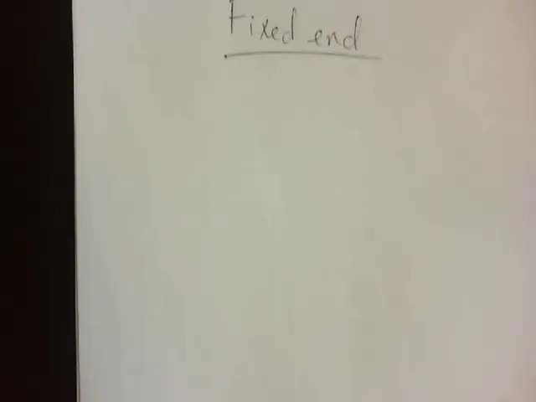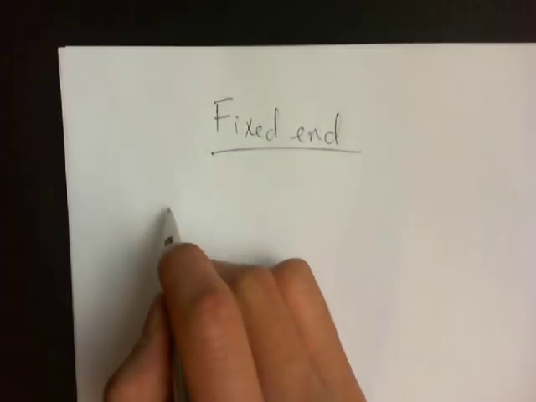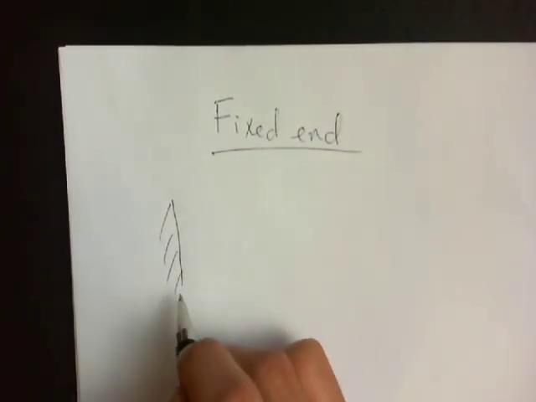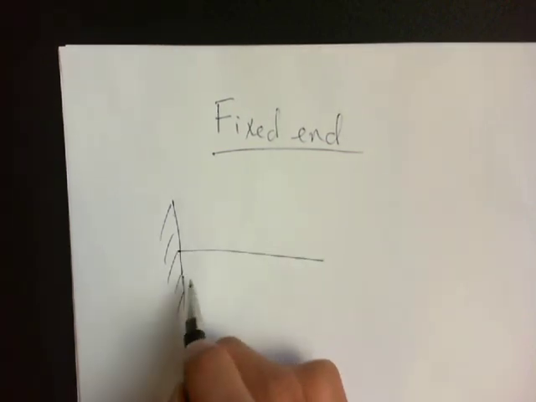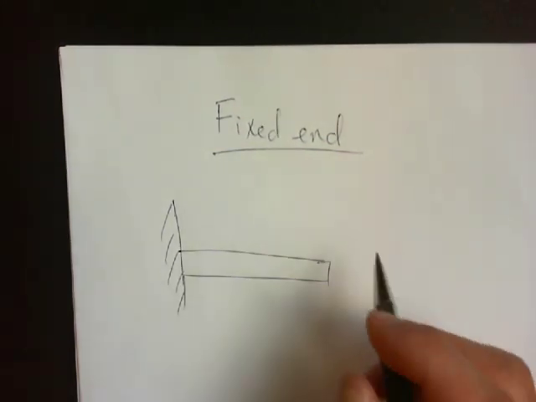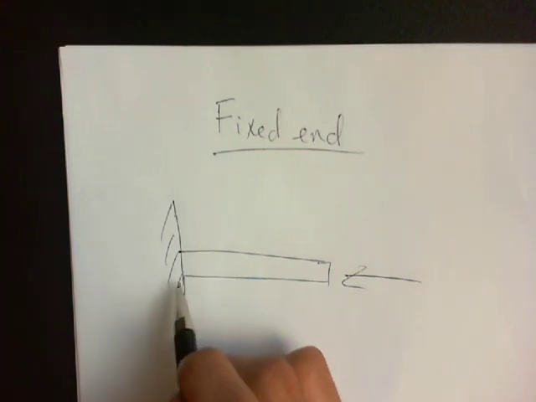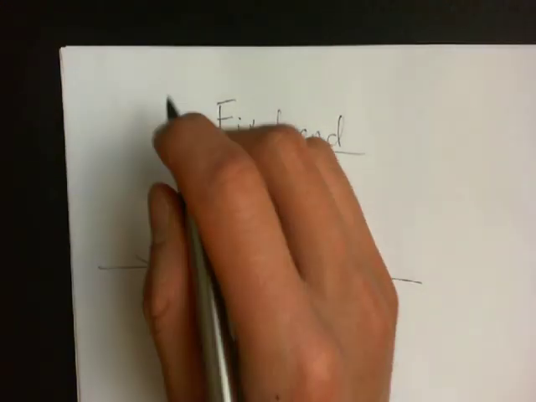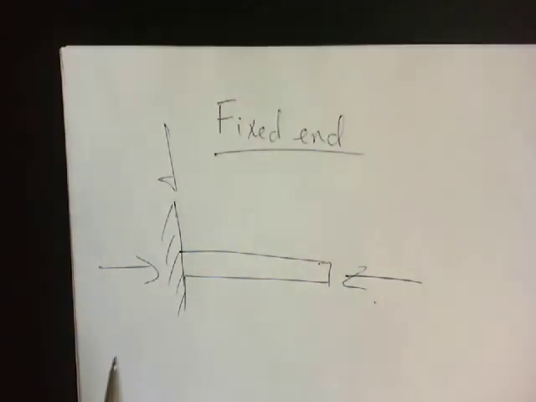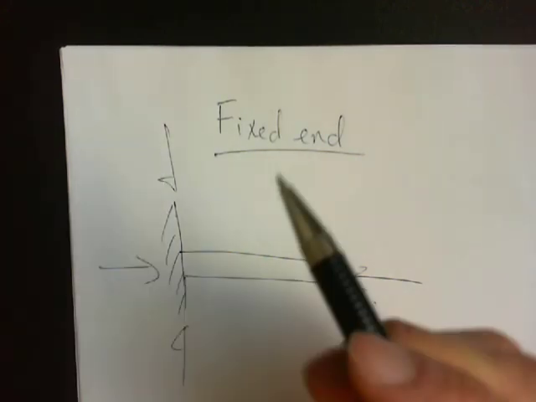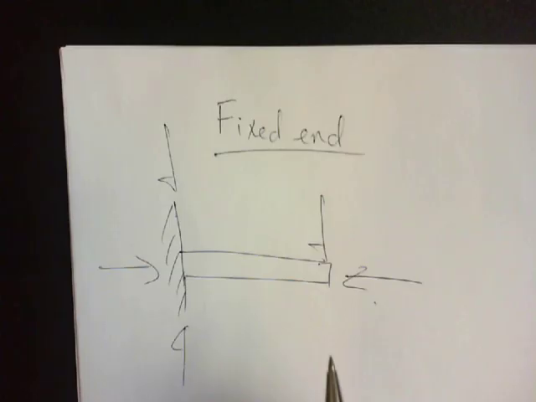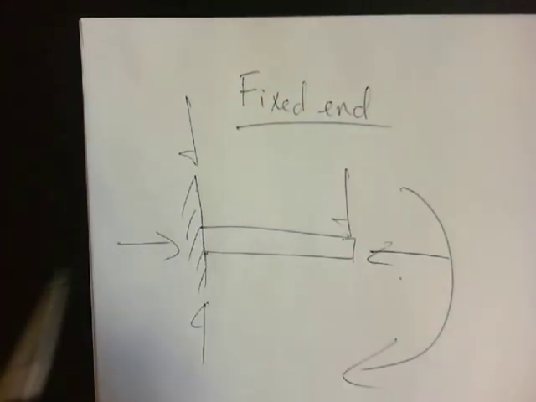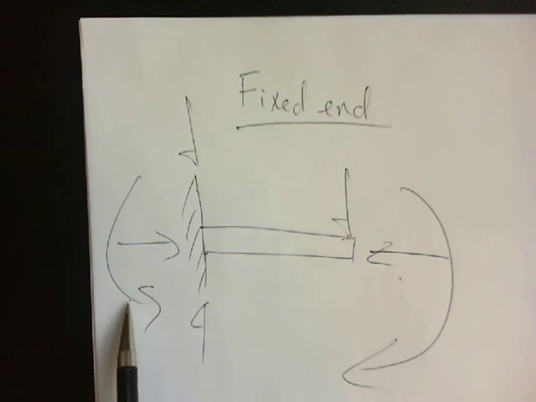And finally, we have a fixed end. Suppose we have this wall here, and on it is this beam. If I apply force like this, the wall is going to develop this force to react to this force. If I apply this force, then the wall is going to develop this force to react to this force. If I apply this force, which makes this moment, then the wall is going to develop this moment to counter this moment.